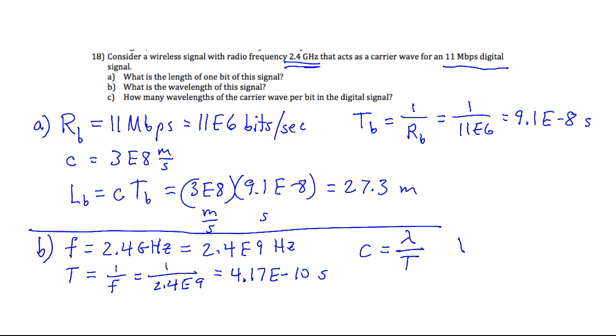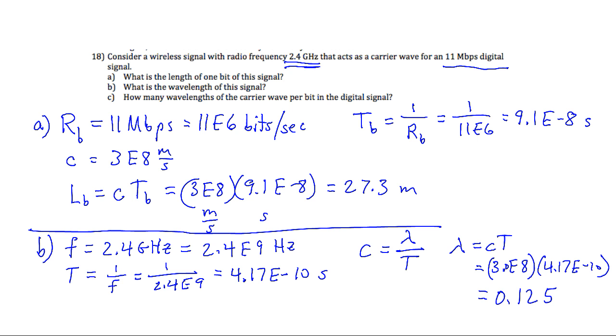So I'm going to say lambda is c times T. And so lambda is 3.0 times 10 to the 8th, times the period, 4.17 times 10 to the minus 10th. I'm going to take the answer that's sitting here on my calculator already, times 3 times 10 to the 8th, and that equals 1.25 times 10 to the minus 1. In other words, 0.125, and that has units of meters.